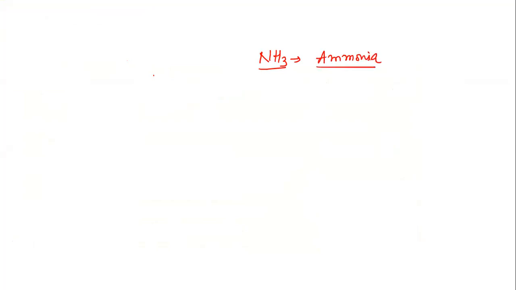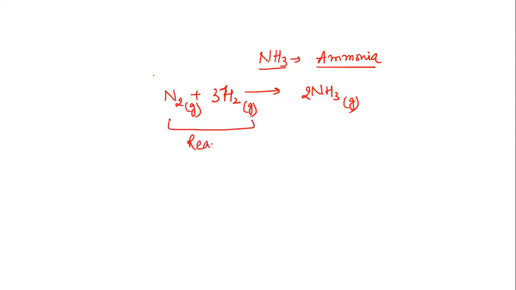Yes or no? Ammonia is formed like N2 plus H2 gives you NH3. This is N2 gas, this is gas, and this is a gas. Some catalyst, all these things are there. I'm not writing it down. Now, if you balance this equation, it will be this one. These two are the reactant and this is your product.